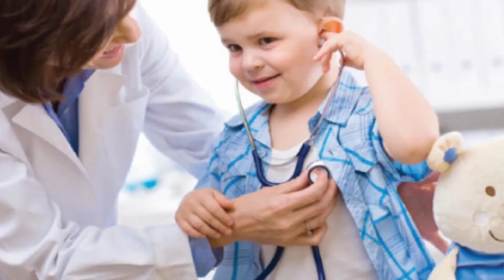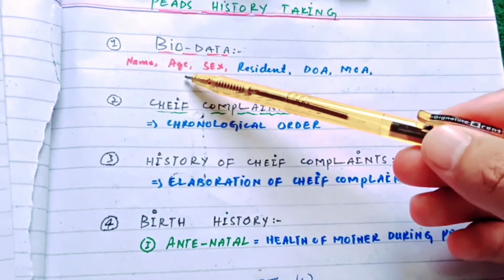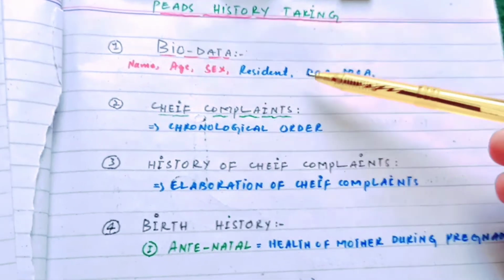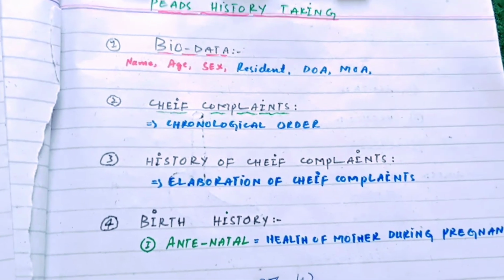So the first thing is to approach from the right side of the patient. Introduce yourself: I am Dr. so-and-so, I am going to inquire about the disease of the child. And the first thing is biodata. Ask about the name of the child, his or her age, sex, residence, DOA, which means date of admission, and MOA, which means mode of admission.